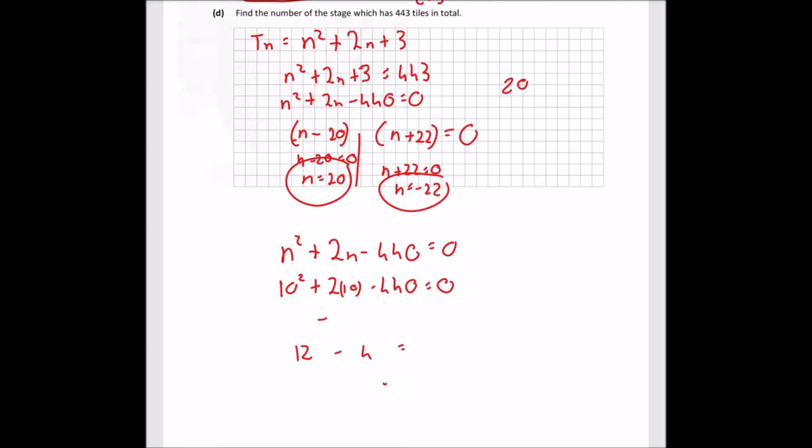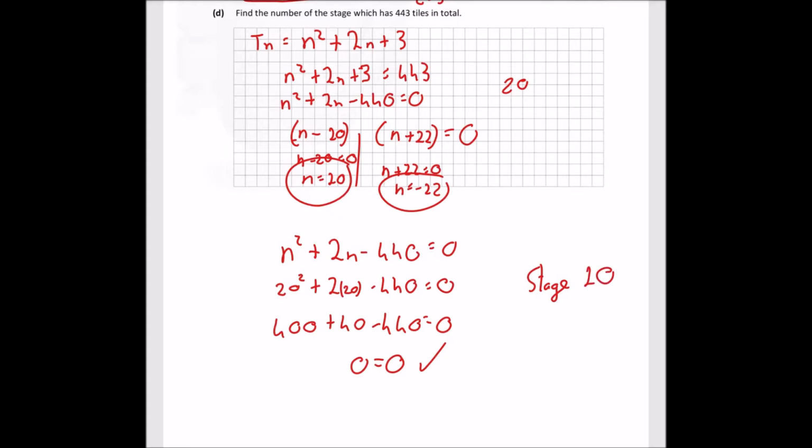Okay, might choose 25, and sooner or later you're going to realize that actually if we put in 20 here, it should work. So 0 equals 0. Okay, so to answer our question, find the number of the stage which has 443 tiles. Well, it's stage 20. Okay.